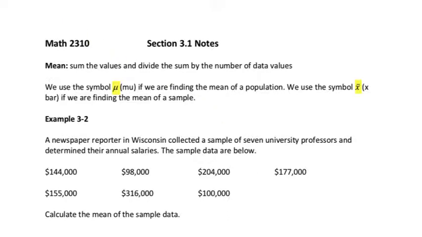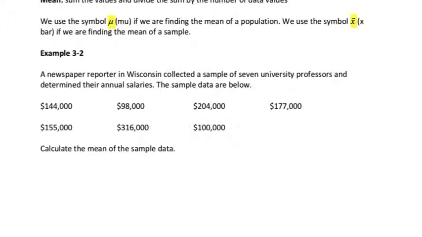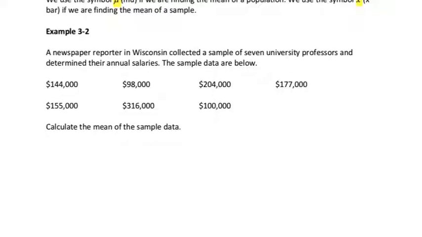So we're going to look at example 3.2. It says a newspaper reporter in Wisconsin collected a sample of 7 university professors and determined their annual salaries. Sample data are below. Calculate the mean of the sample data. So you could do this by hand, add up all the numbers, and divide by 7. I'm going to do it using Minitab.